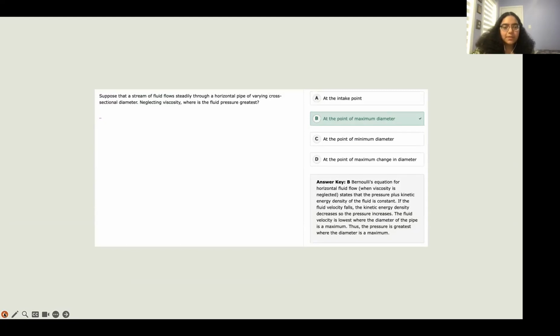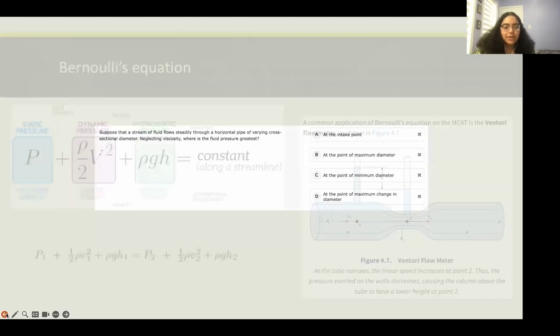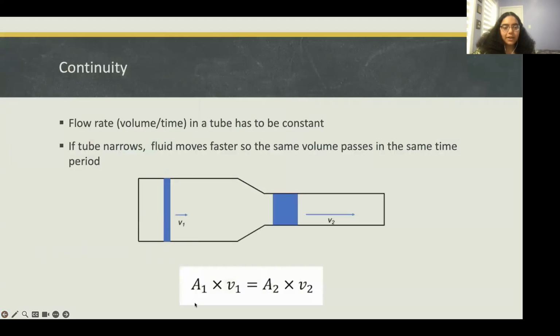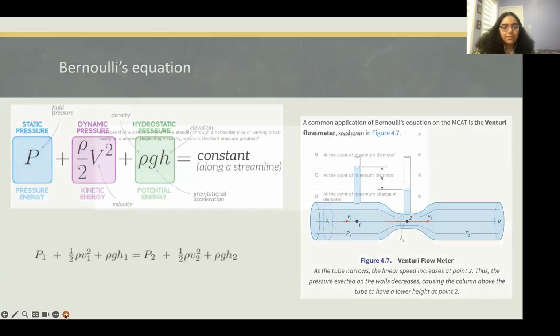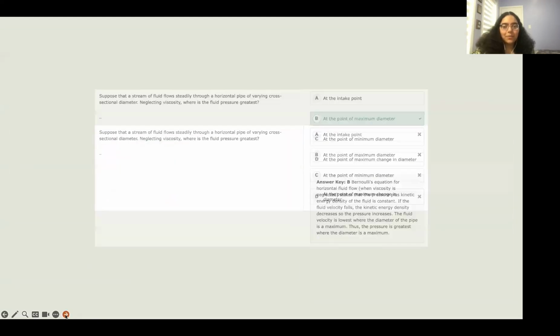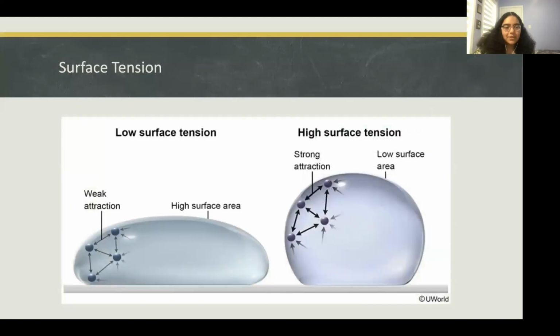So it kind of combines the continuity and the Bernoulli, since your high area is going to be low velocity. And then when you have low velocity, this whole sum still has to be constant and your height is constant. So you're going to have more pressure. That's kind of how that all combines together.